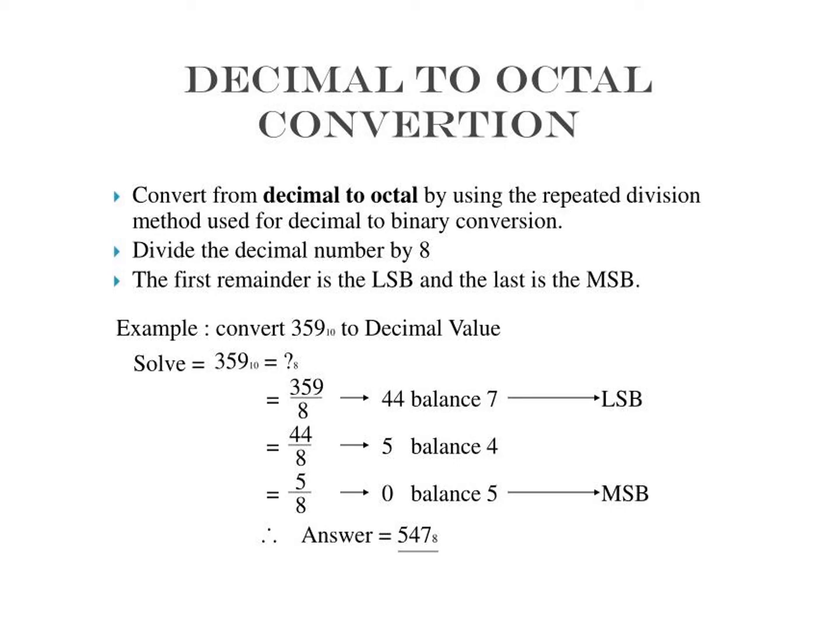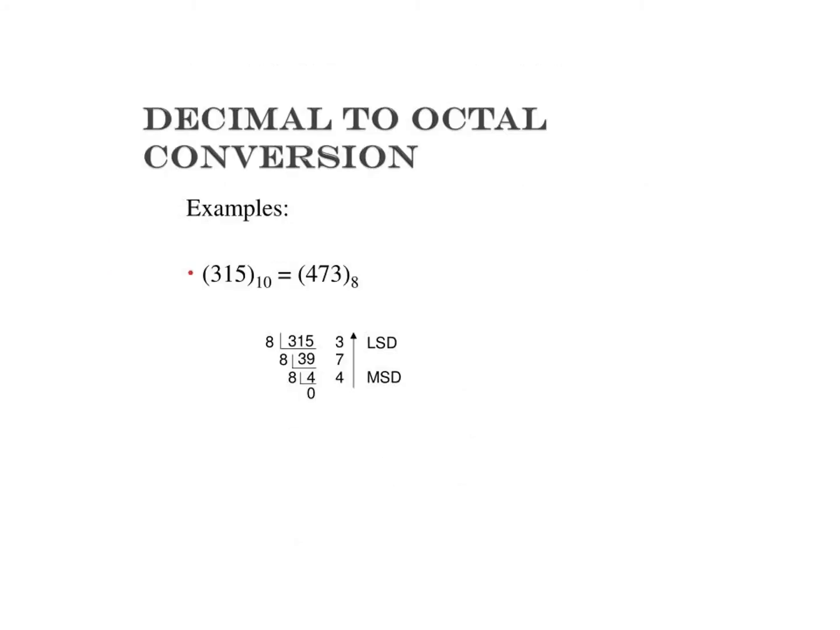Convert 359 to an octal value. Here we will divide 359 by 8 and the remainder is noted down until the quotient becomes 0, and the digits are noted down from downward to upward, that is 547. Here is another example for decimal to octal conversion. Here the number is 315, which is in decimal. We have to convert it into octal.